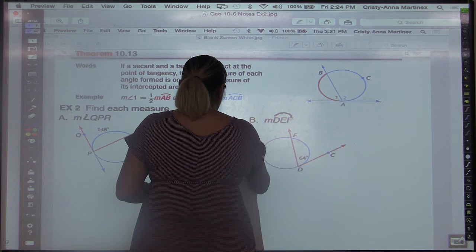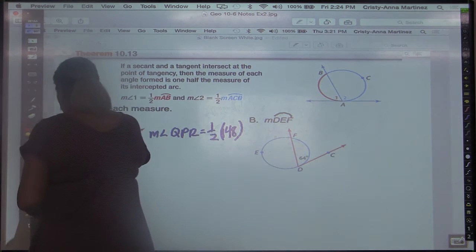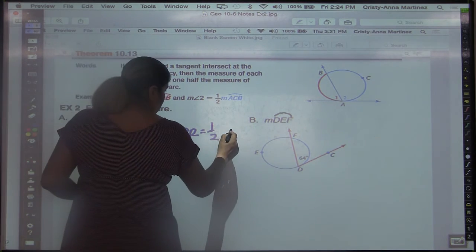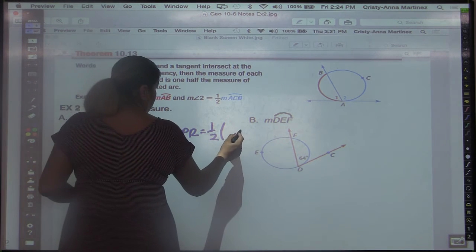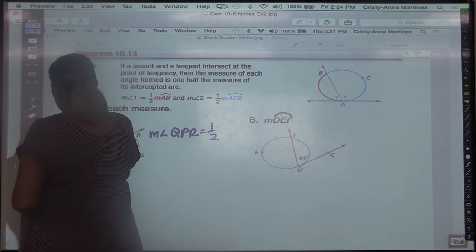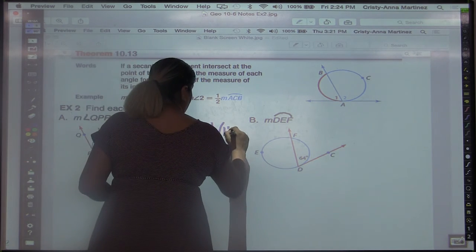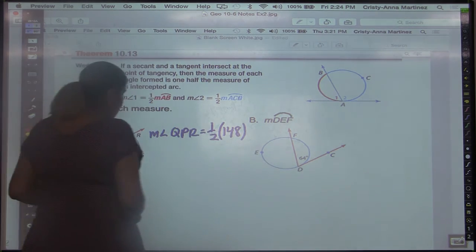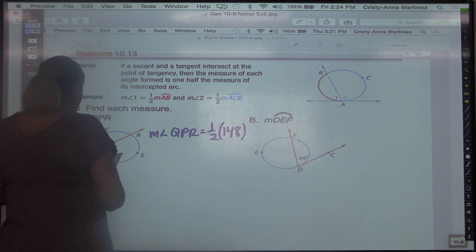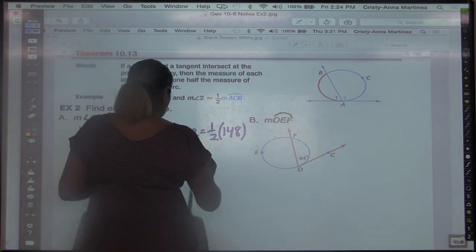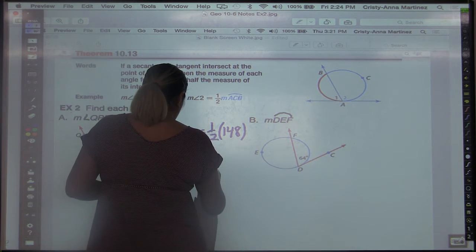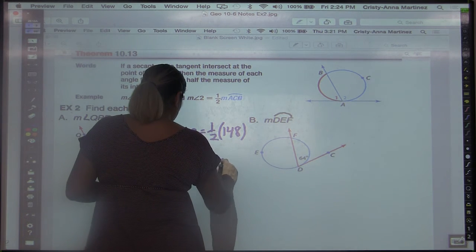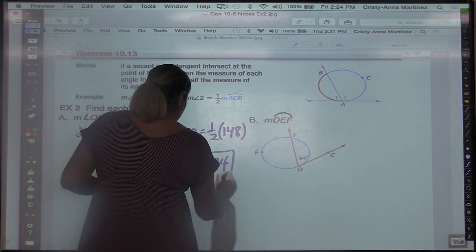So it's not very complicated. I'm not sure you can actually see my 148 there. Let's try that. There we go, now you can see it. And so if we take the 148 and divide it by 2, then that's going to give us that the measurement of angle QPR is actually equal to 74. Lovely.